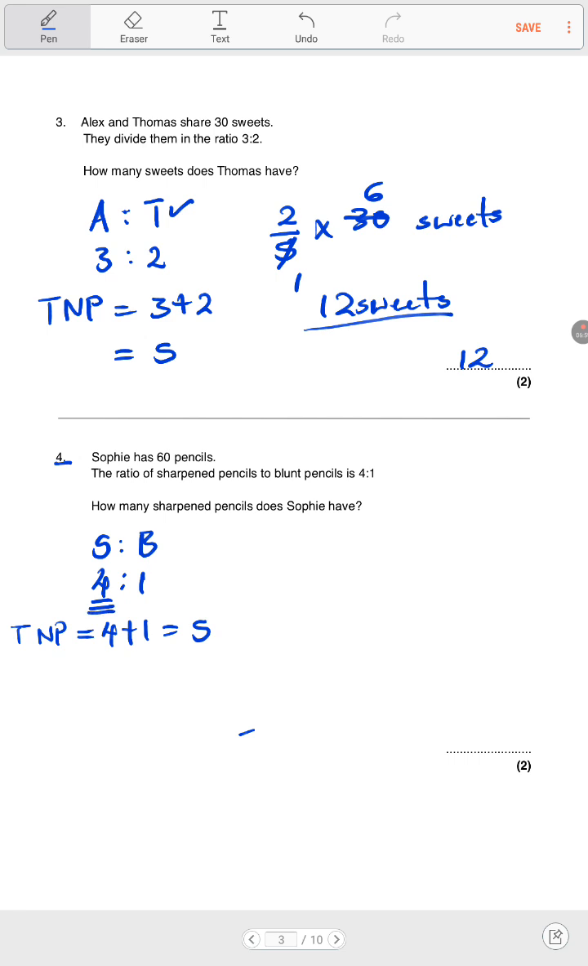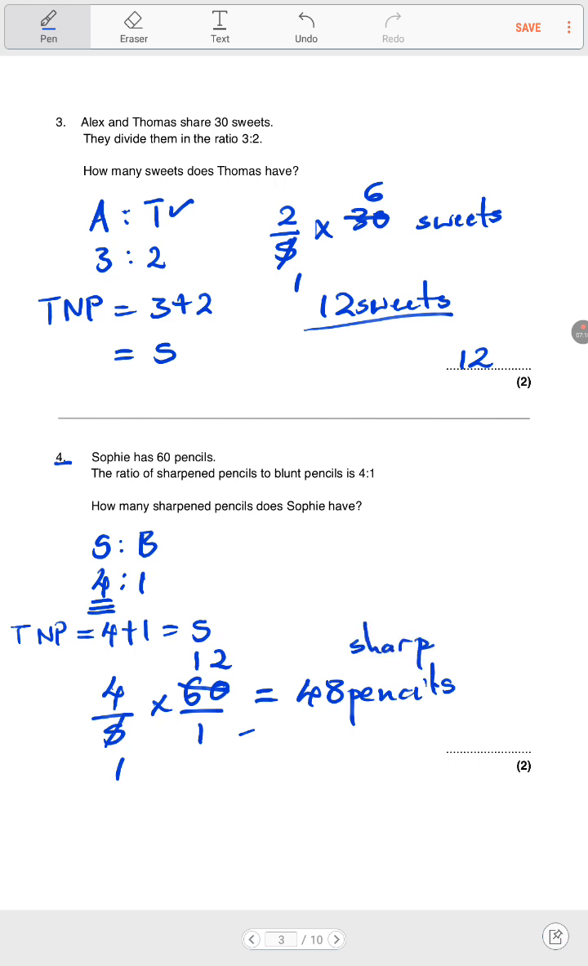Sharpened pencils are 4 out of 5. So we say 4 over 5 of 60. 5 into 60, that's 12. 12 times 4, that's 48. So it's 48 sharpened pencils.